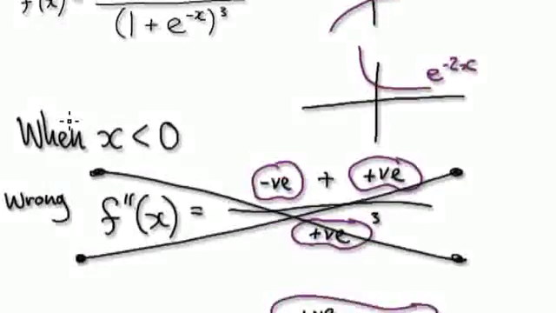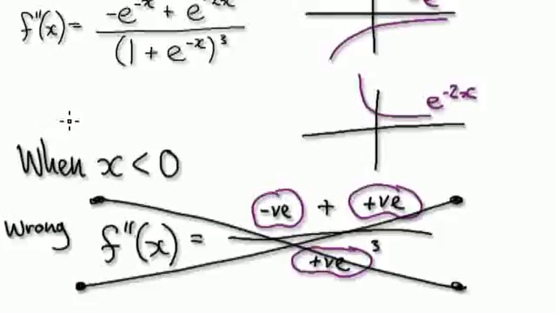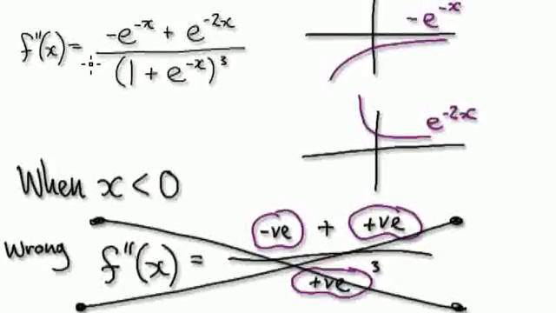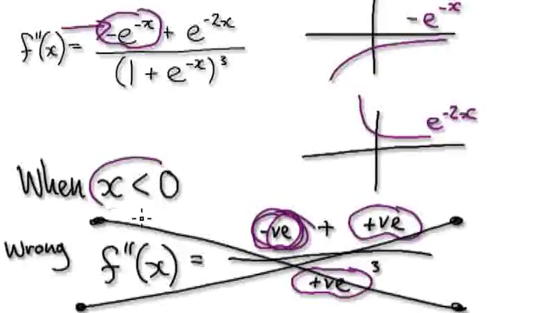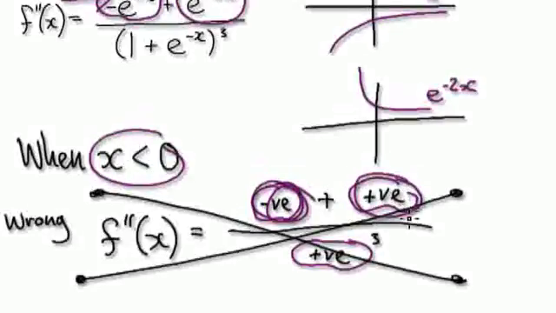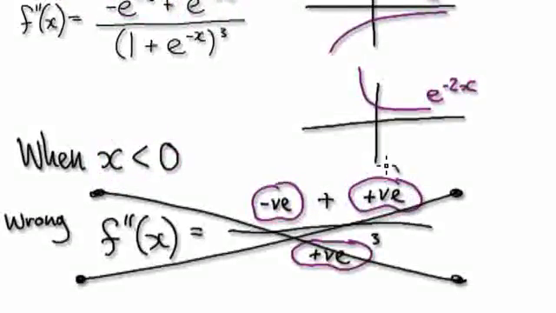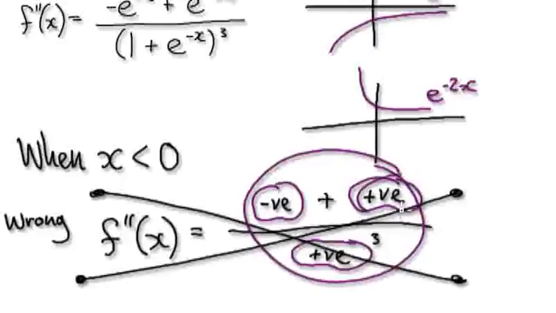Don't do this, because this will be the wrong thing. In this region here, you've got to look at this as a bubble. So you might argue that when x is less than 0, this thing here will be negative and this thing here will be positive. And then you might think that this thing here will be negative. But in fact, it's wrong.